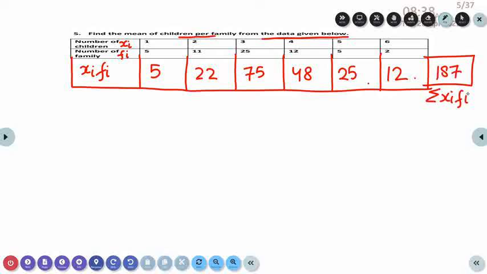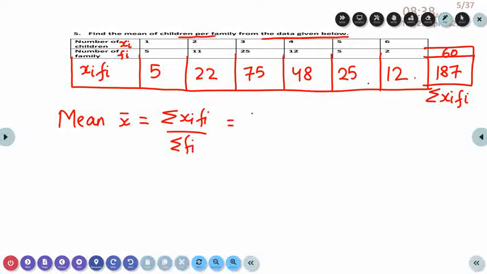So mean will be sigma xi fi by sigma fi, which will be 187 upon 60. So this will come out to be equal to 3.13. The final answer will be 3.13. The mean here in this question will come out to be 3.13.